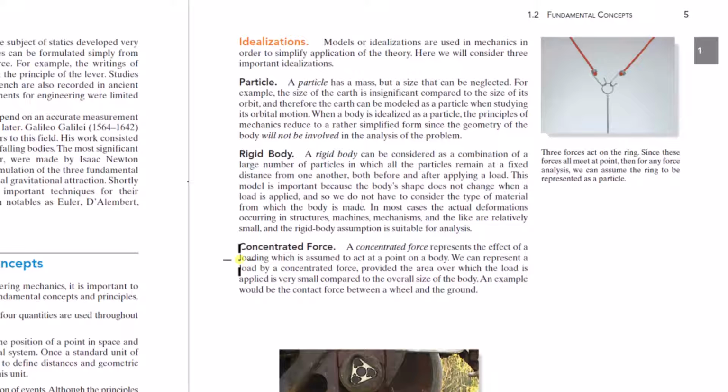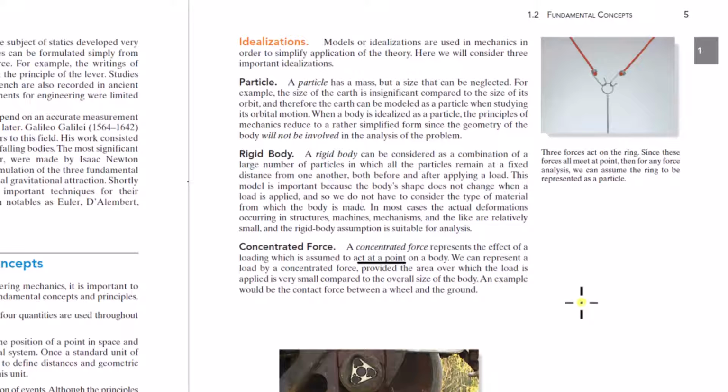Okay, the last simplifying assumption that we use frequently in this course is the concentrated force assumption. A concentrated force represents the effect of a loading which is assumed to act at a point on a body. We can represent a load by a concentrated force provided the area over which the load is applied is very small compared to the overall size of the body.